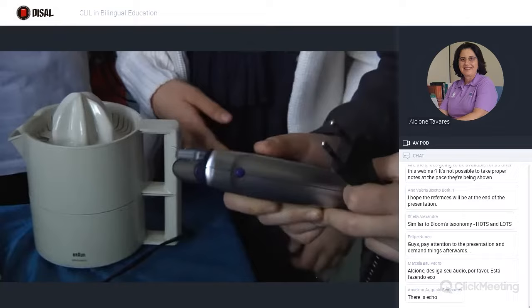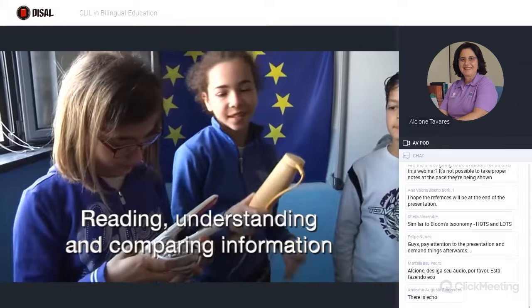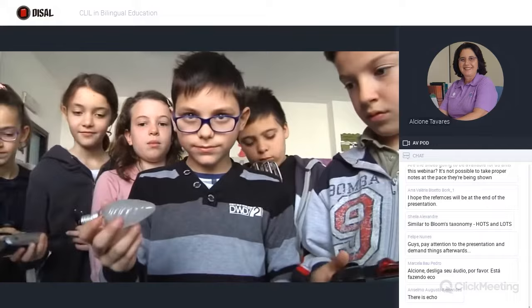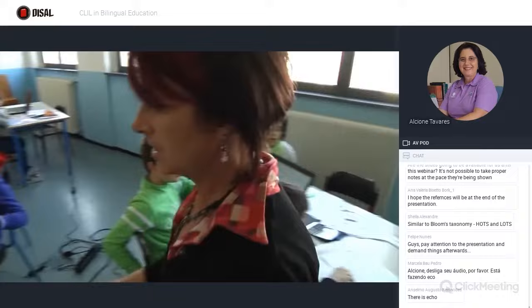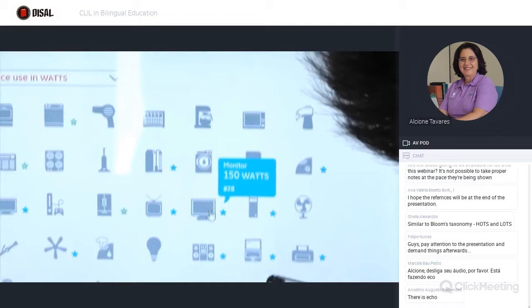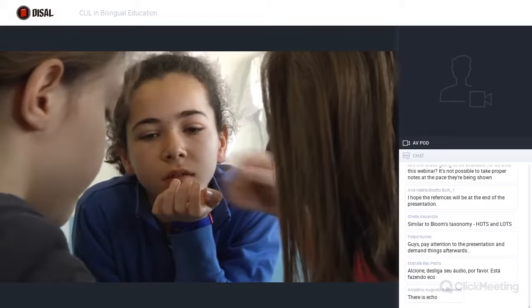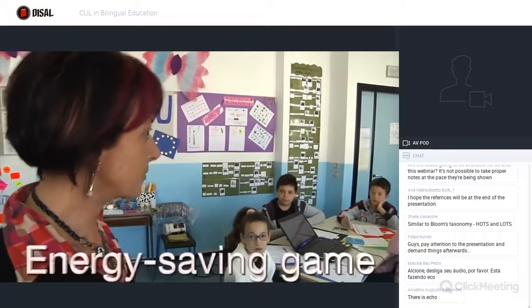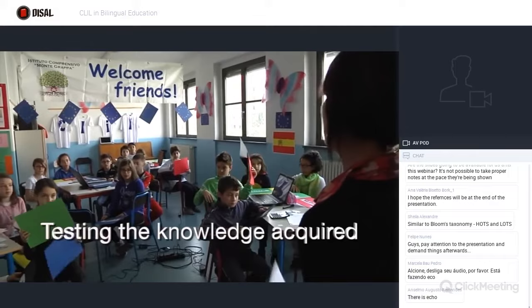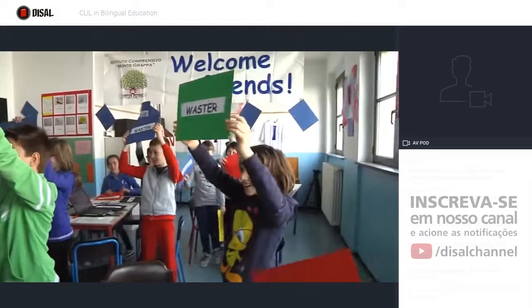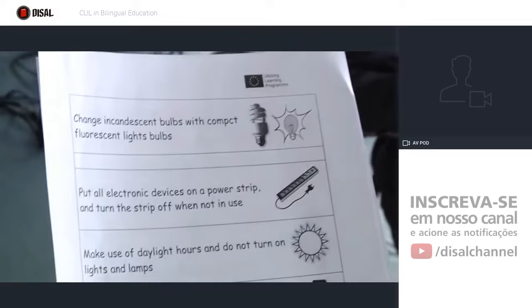How much does this consume? 1,350. I think 25. How much electricity do we consume at home? We have to calculate the daily consumption and the monthly consumption. And sometimes we waste a lot of electricity. This is a good game. Don't switch off the light when you leave a room. What do you think?